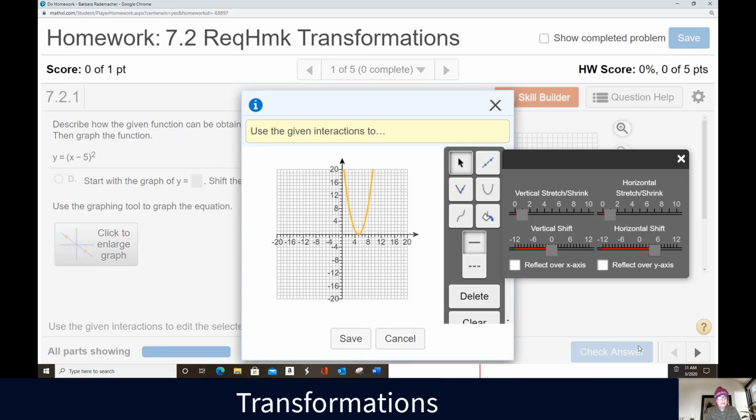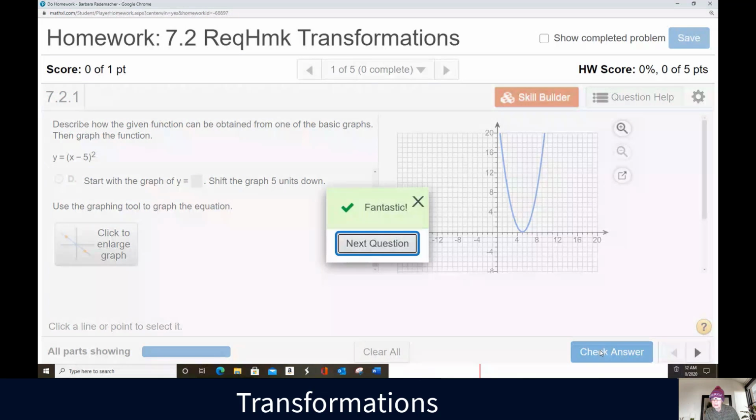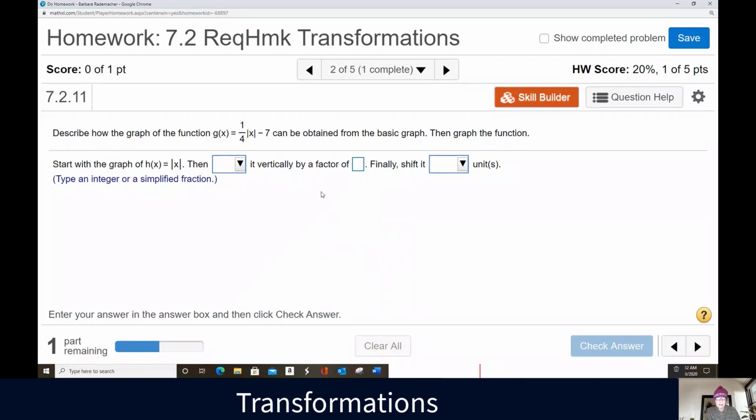Okay, now there is no other kind of transformation going on. So I just set it, and notice that that moved the graph over here. I'm going to save, and then I'm going to check my answer. And that was right. Okay. Next question. Here we go. Now we've got these drop-down boxes.